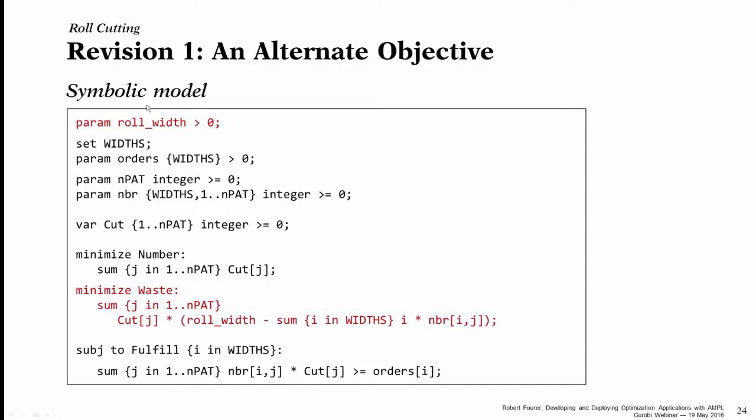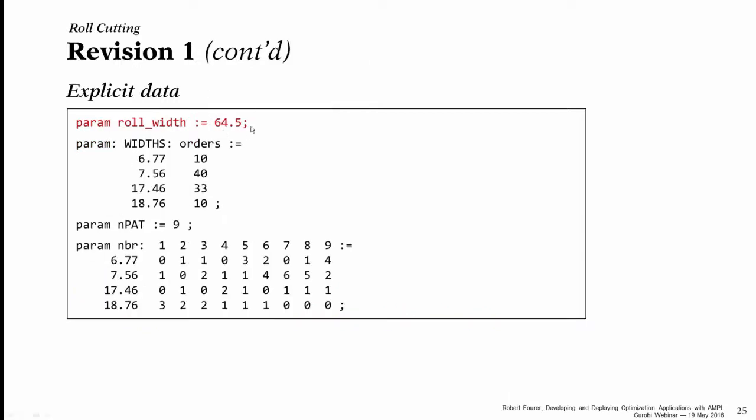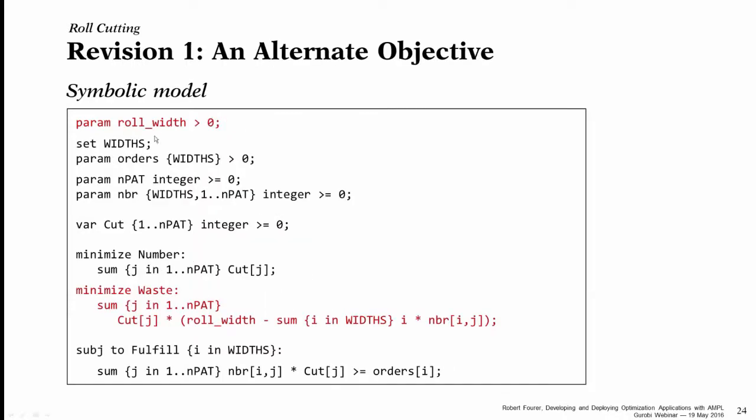Now the one thing I have to do is I have to add the roll width as a piece of data. It turns out that the roll width is 64.5 in this case. I have to add that as my data. I keep all the other data, and now I can try minimizing either one of these 2 objectives, the waste and the number cut.